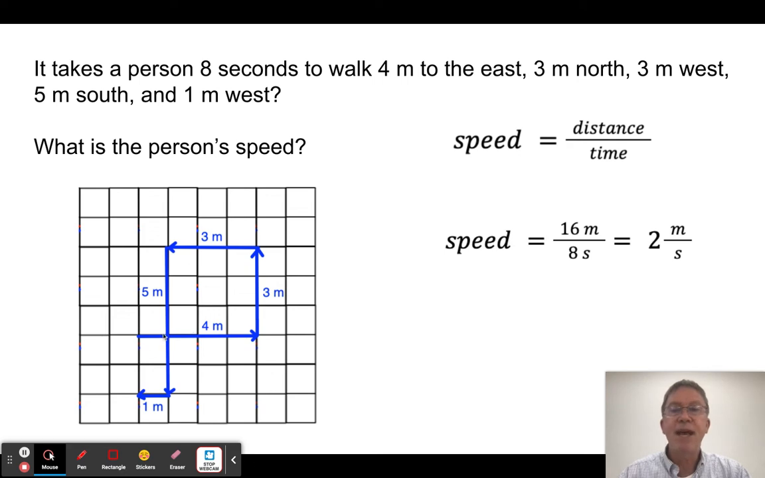So I have to add up all the distances they traveled. So 4 plus 3, that gets me to 10, 15. That's 16 meters of distance the person traveled, divided by the 8 seconds it took to do the traveling, gives me a speed of 2 meters per second. The person was wearing a belt that would tell them how fast they're going, a speedometer. It would tell them they were going 2 meters per second. So your car doesn't know which direction you're going, it just tells you your speed. That's why we call it a speedometer rather than a velocitometer.